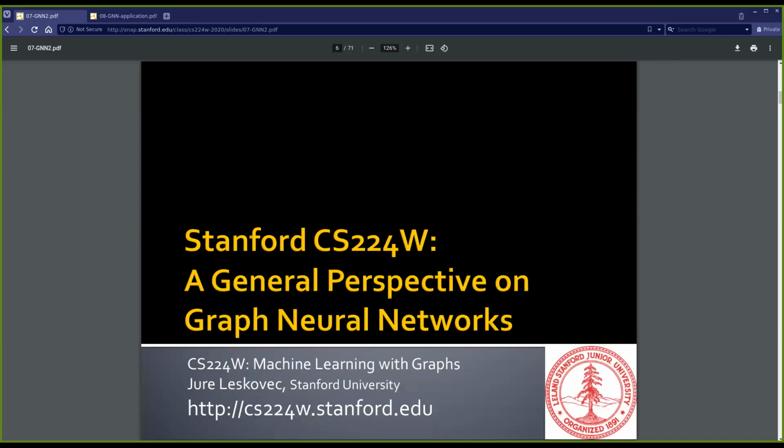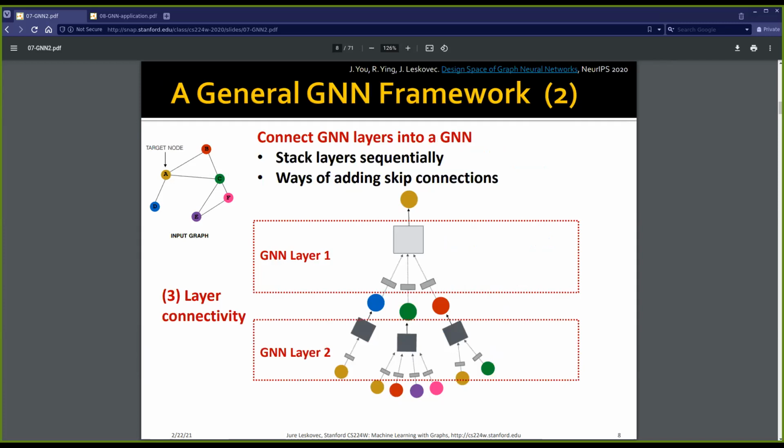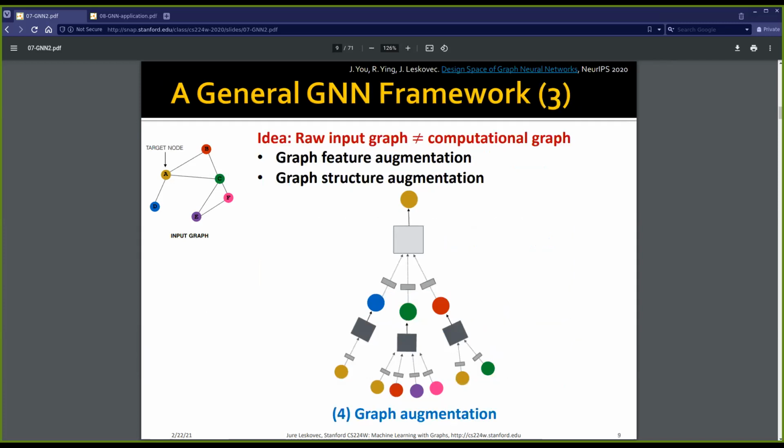All right, and the basic concept in graph neural networks is that you have two stages, a message stage and an aggregation stage. And we will look at them in the most popular architectures, so GCNs, GraphSage, and Graph Attention Networks. And we will also look at how to stack those layers.